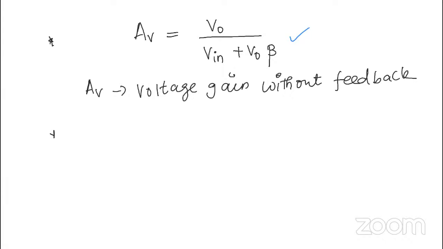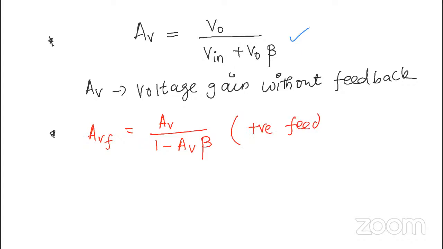So here AVF is equal to AV divided by 1 minus AV into beta. This is for positive feedback. This is our expression for positive feedback.